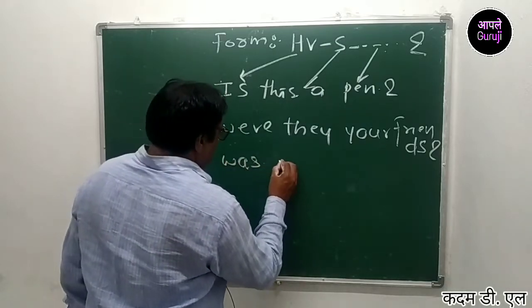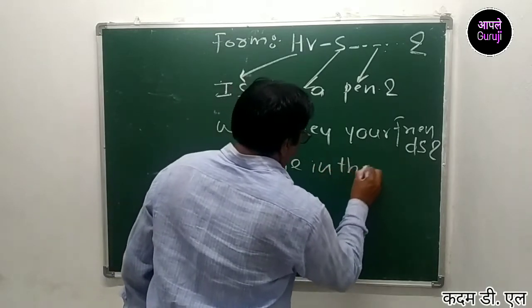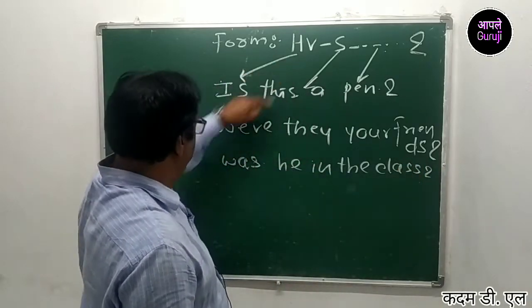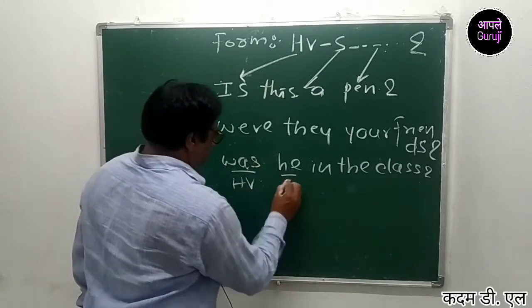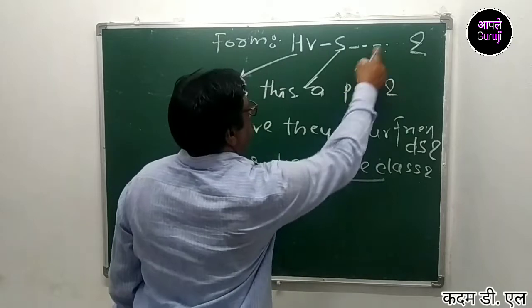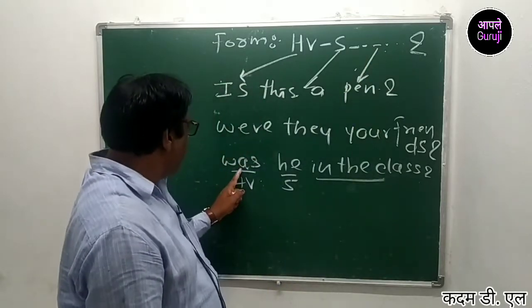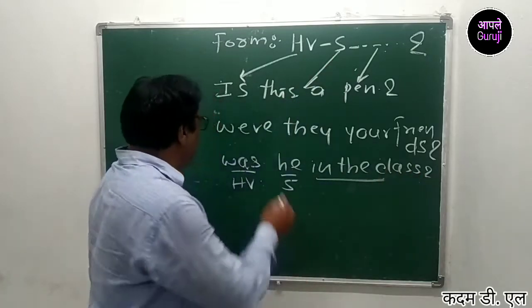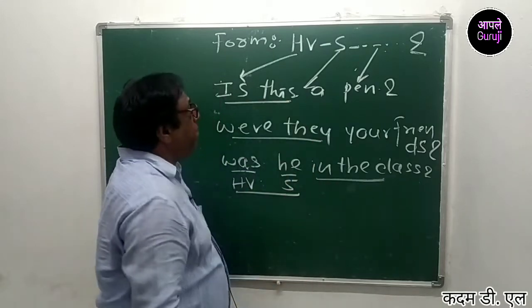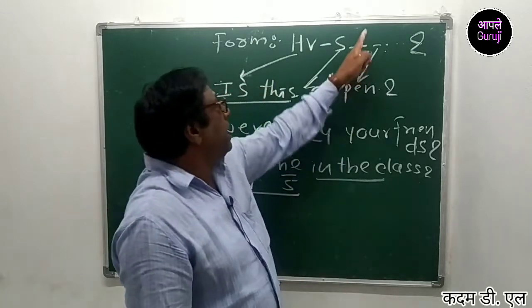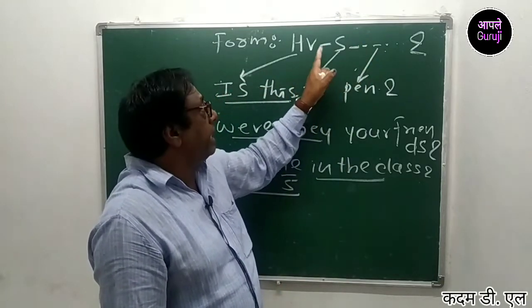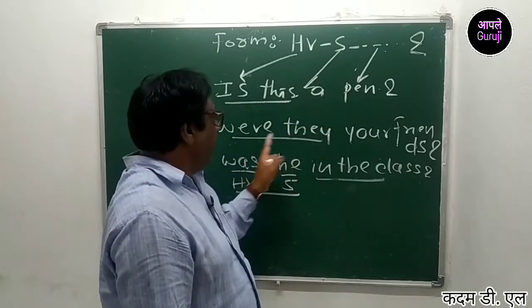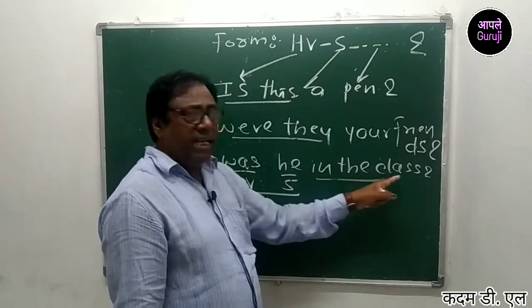Was he in the class? Let's see, here WH. This is HV, this is the subject, and the remaining part is the rest. The important part is the helping verb at the start of the sentence, then the subject, then the remaining part, and a question mark at the end. Don't forget these two words: HV plus subject. This is the form of a yes or no type question. HV means the to be forms we saw this morning. Helping verb plus subject. Is this a pen? Were they your friends? Was he in the class?